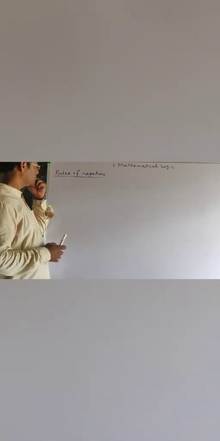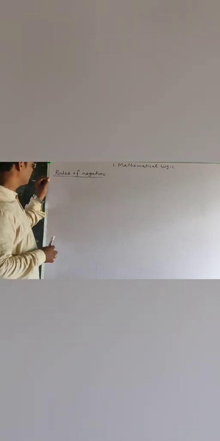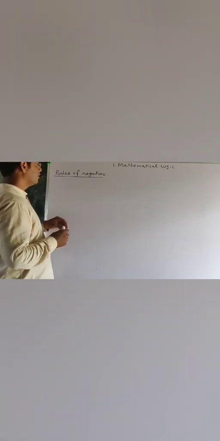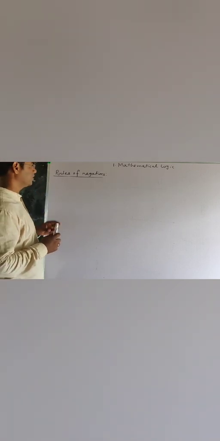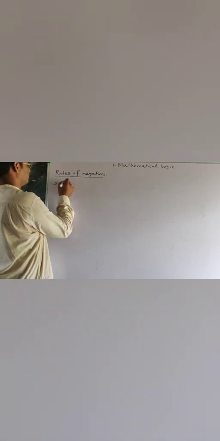Today we will start with the next subtopic of mathematical logic, that is rules of negation. In rules of negation we will face two types of statements. First one is simple statement and next is compound statement. So let us first see the rules for simple statements.